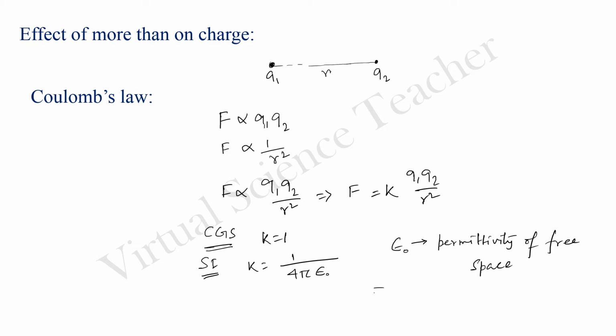And its value is 8.854 into 10 to the power minus 12, in SI unit. SI unit means its unit is Coulomb square Newton inverse meter to the power minus 2. So when I put this epsilon naught value, we can find the value of k.